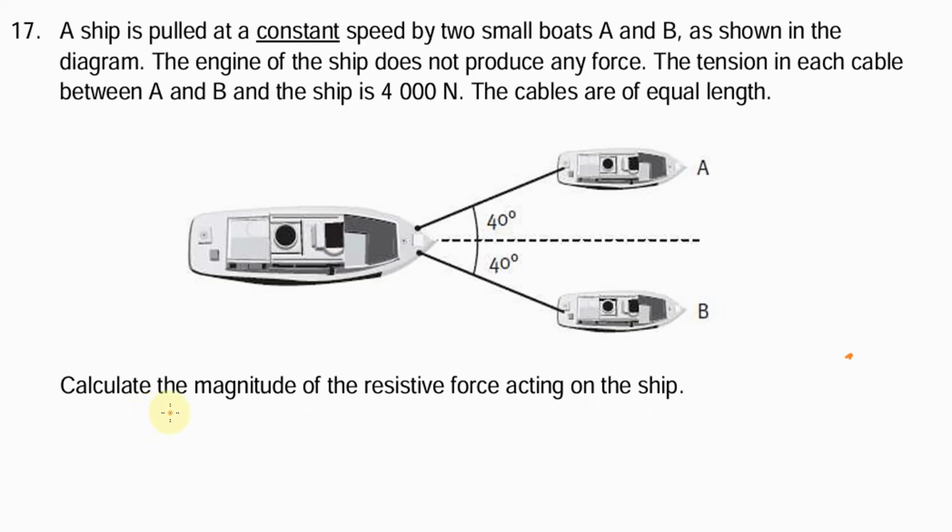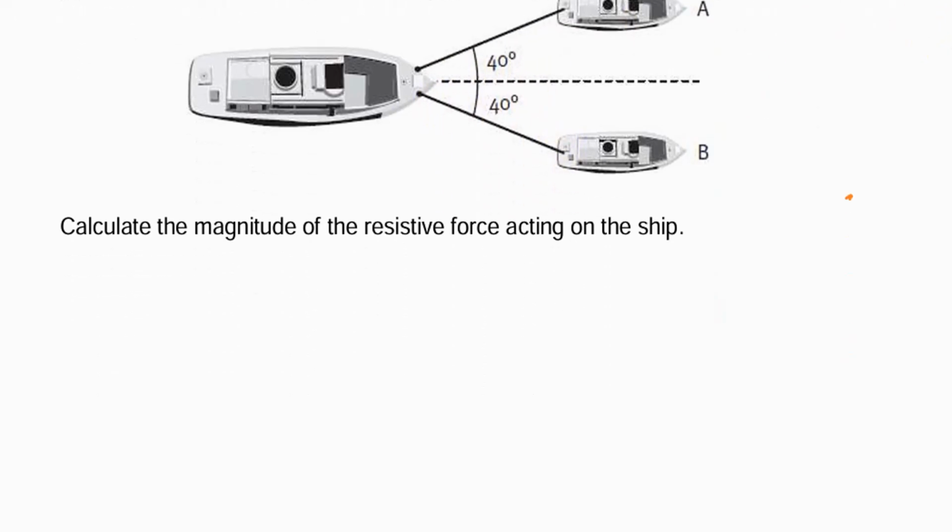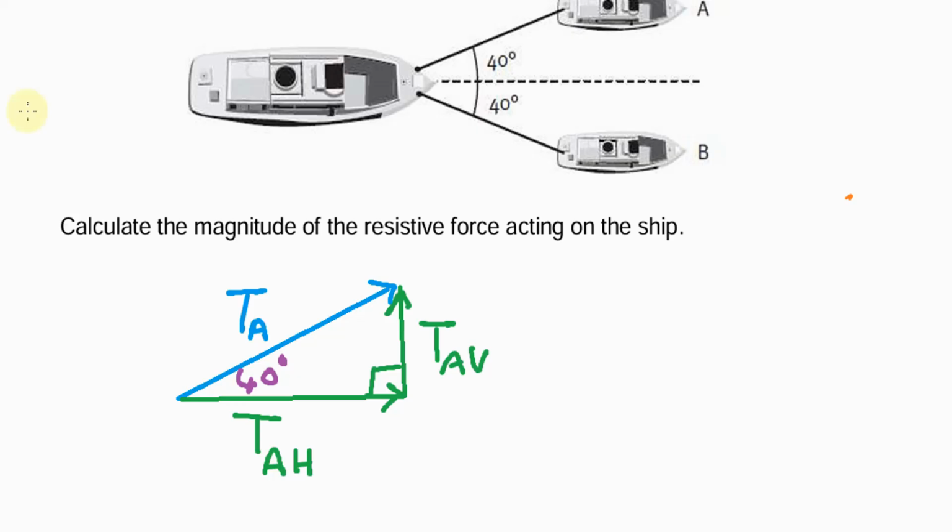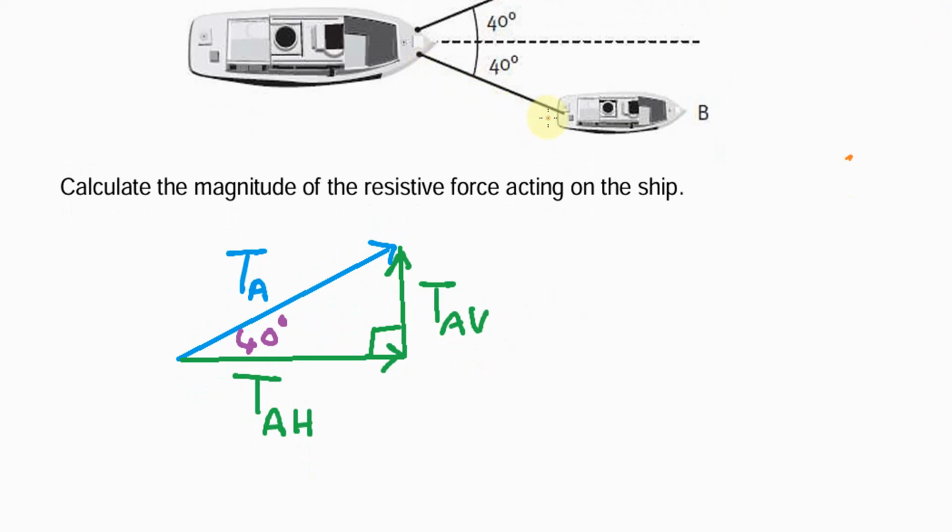So we can start by resolving the tension in each cable into its components. So let's start with the tension in A. So we have the tension in A called TA, and we have the horizontal component TAH and the vertical component TAV. We can do the same for the tension in cable B.